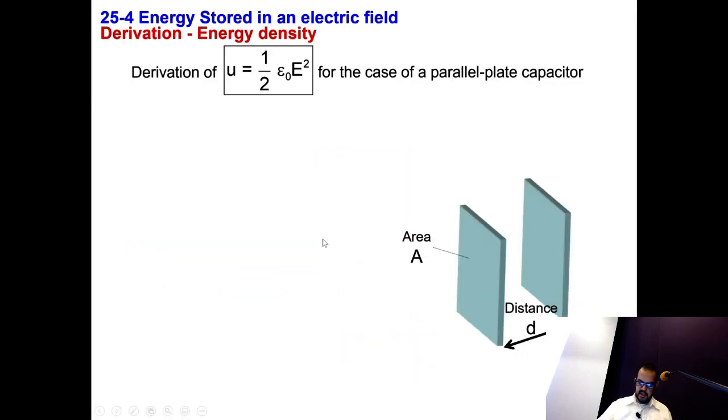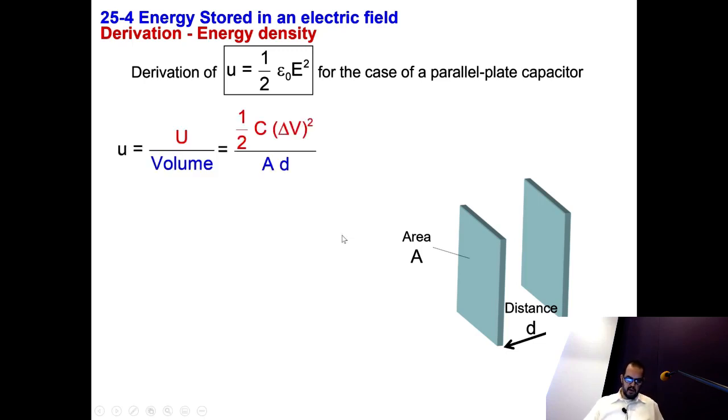Okay? So let's see the proof for at least the parallel plate capacitors. We know U, we have seen, and the volume, so let's replace them. 1/2 C delta V squared divided by the volume of the capacitor, which is A, the area of one plate, times the distance between them.